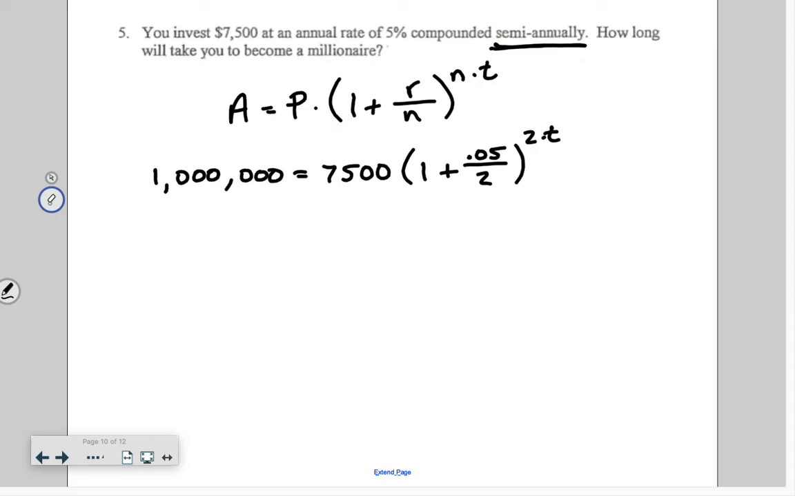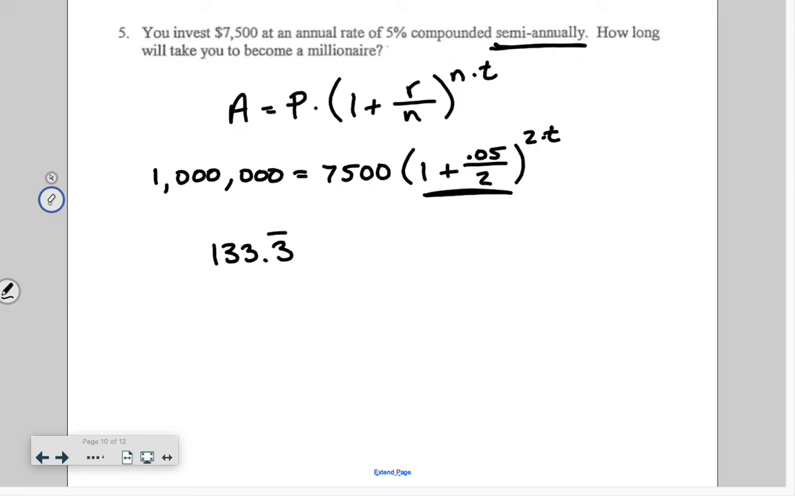All right, so now we're solving again. We're back to solving an exponential equation, which means we need to get the base by itself. So divide out the 7,500. Doesn't come out real nice, so you could leave it as a fraction. Otherwise, it comes out to approximately 133.3 repeating. Okay? You take 1 million and divide it by 7,500.